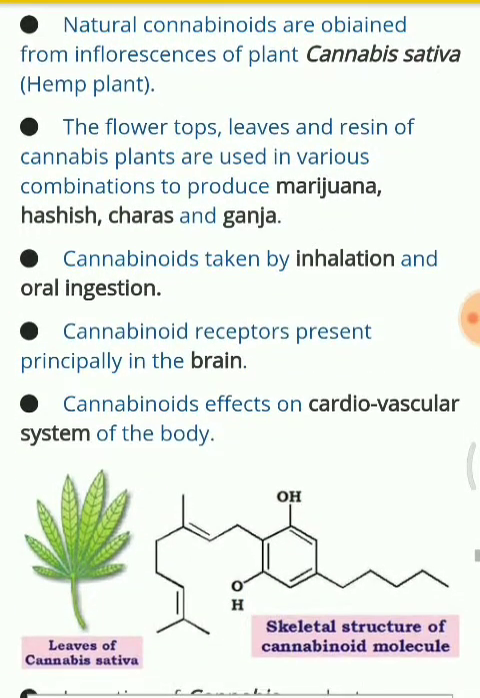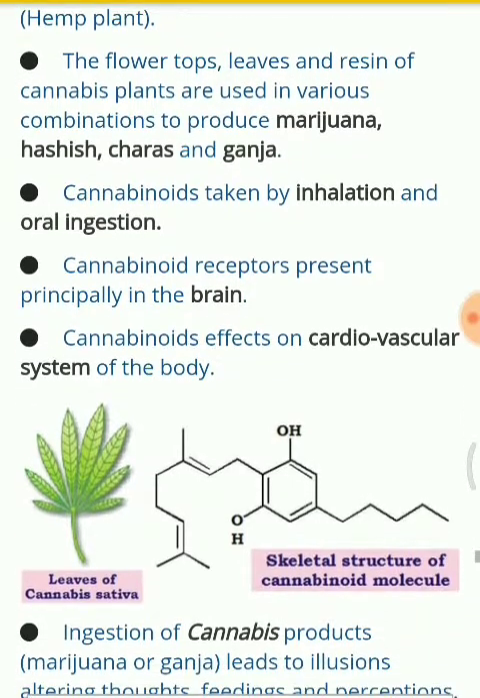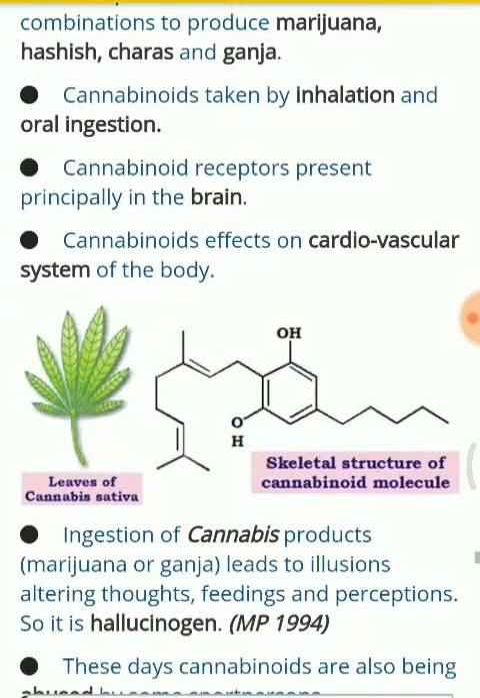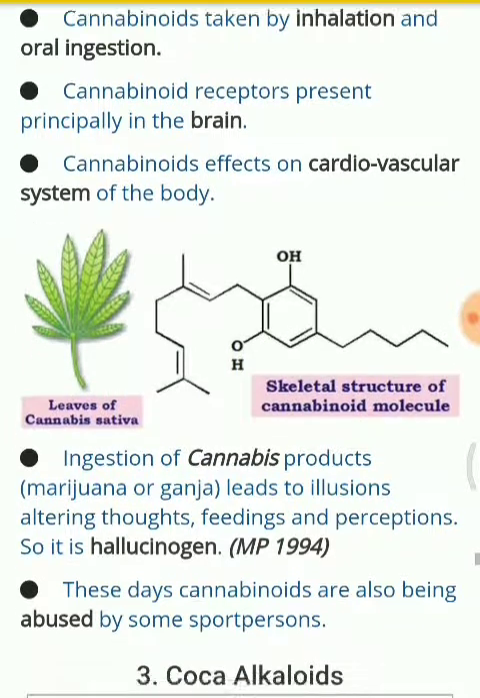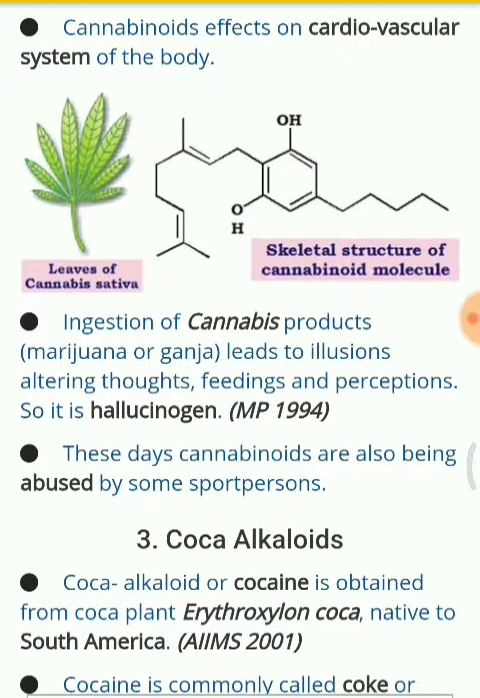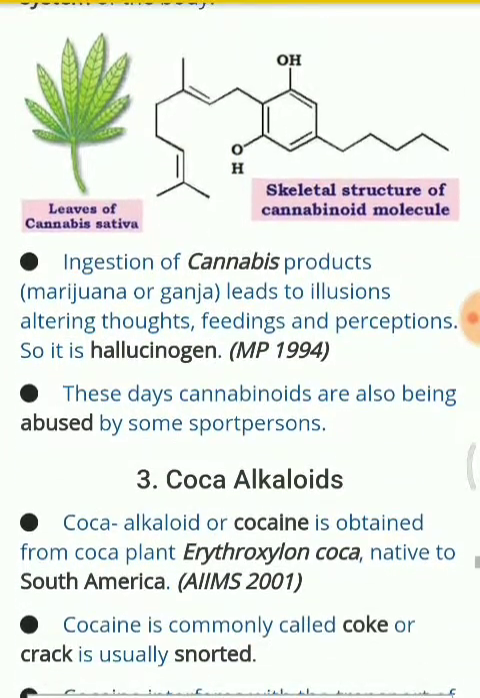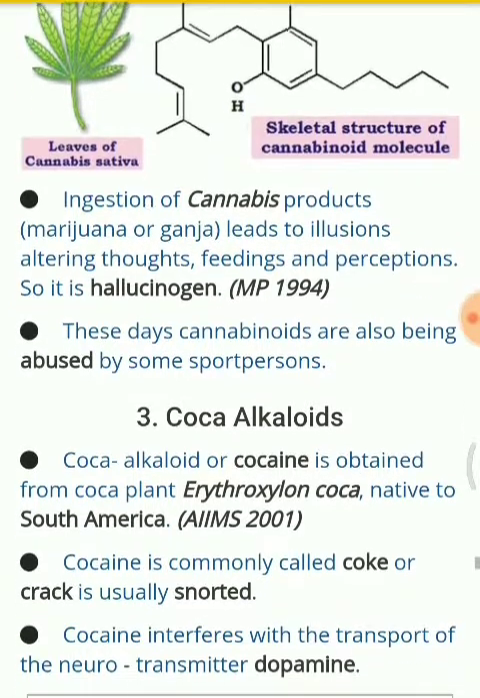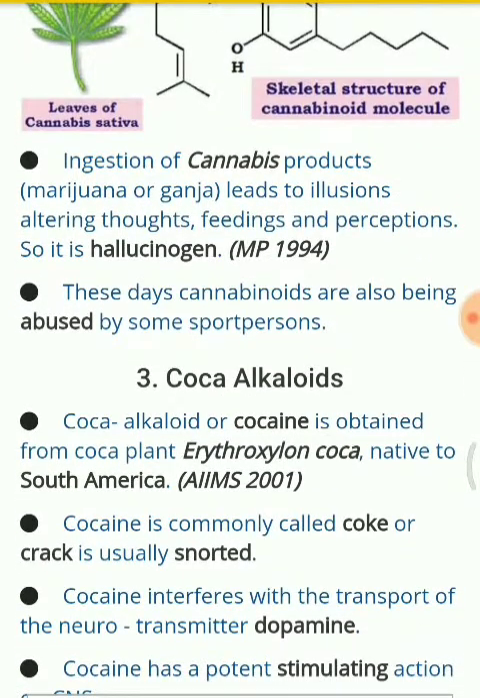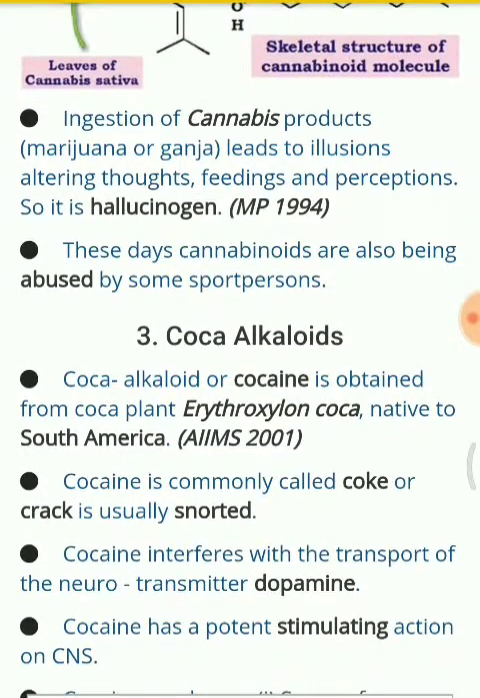Cannabinoids are taken by inhalation or oral ingestion. Cannabinoid receptors are present principally in the brain. Cannabinoids affect the cardiovascular system of the body. Ingestion of cannabis products, marijuana or ganja, leads to illusion, altering thoughts, feelings, and perceptions. So it is a hallucinogen. These days, cannabinoids are also being abused by some sportspersons.